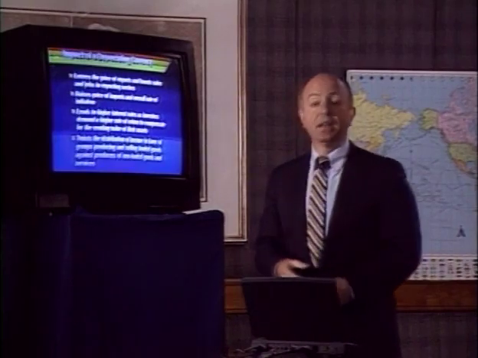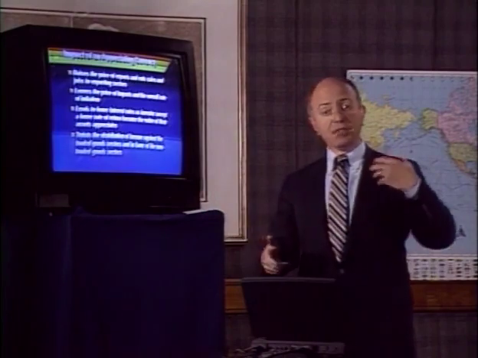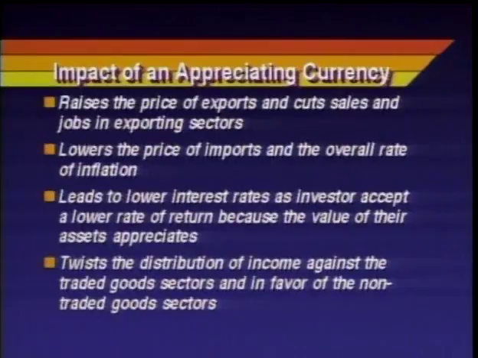What about an appreciating currency, a currency whose value is going up? The results are more or less the opposite here, but let's go through them. First, it raises the price of exports. As the value of the dollar goes up relative to the Deutschmark, U.S. goods become more expensive. And so fewer of them are demanded, so the demand for U.S. exports goes down, and therefore the sales and job prospects in the exporting sectors go down.